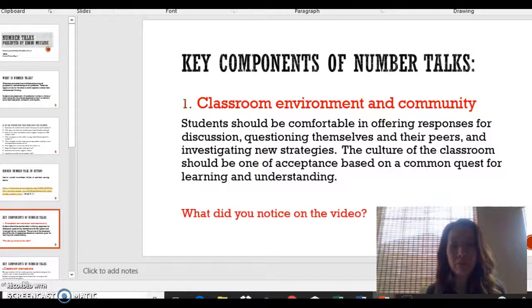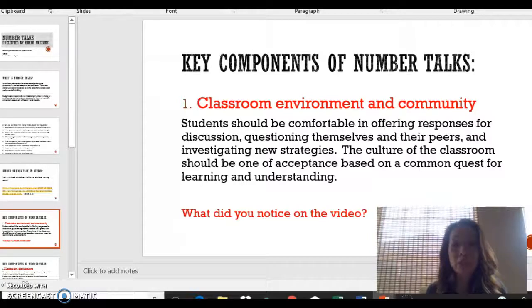So to achieve what you just saw, where the students are able to share, the environment and the community of number talk has to be safe. Students should be comfortable in offering responses for discussion, questioning themselves and their peers, and investigating new strategies. The culture of the classroom should be one of acceptance based on a common quest for learning and understanding. So I would ask the teachers, what did you notice on the video? I'm hoping that the teachers will respond that all the students were well behaved. They all knew the procedures of sharing.